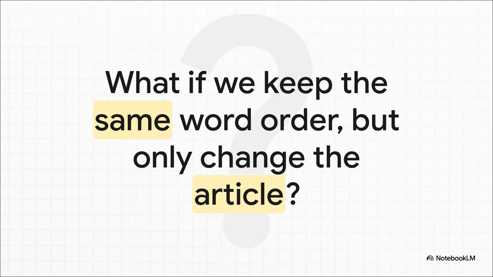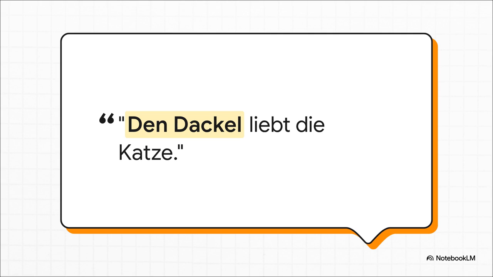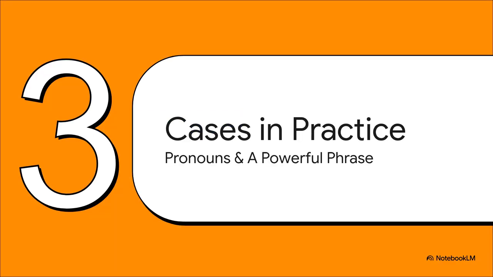Watch this. See that? By changing der to den, we have completely flipped the meaning of the entire sentence. Now the dachshund is the one being loved. Den Dackel is our accusative object. The sentence now means the cat loves the dachshund, even though the words are in the exact same order. Isn't that wild? Okay, that's pretty powerful stuff. So let's see how this system applies to more than just the articles for the and a. Next up, we're going to look at pronouns and a super useful phrase you'll use constantly.